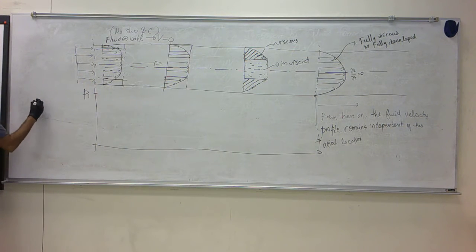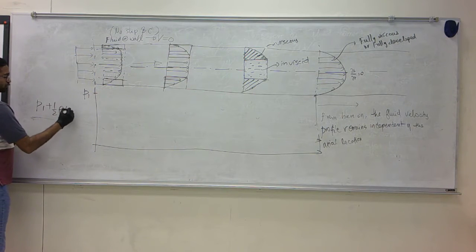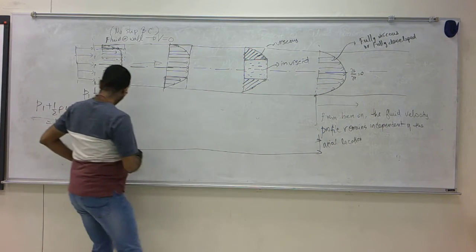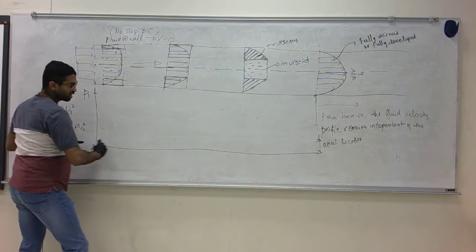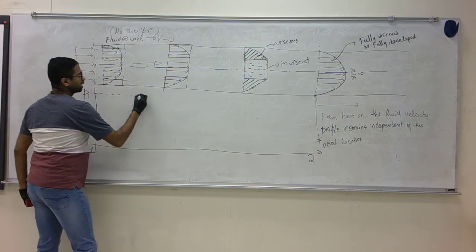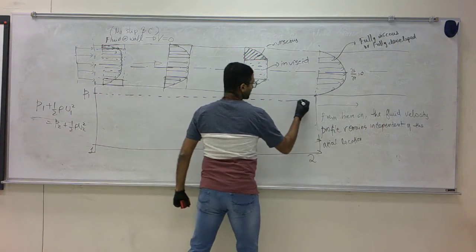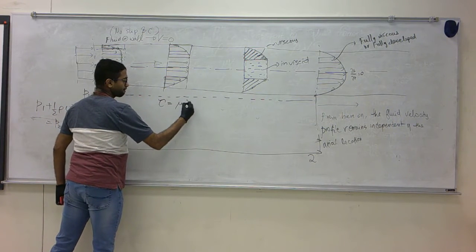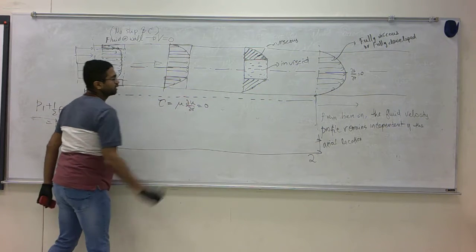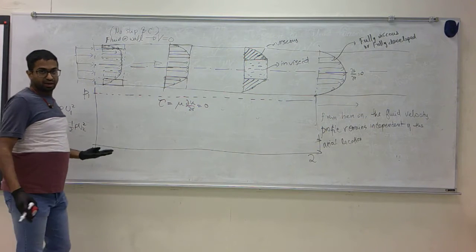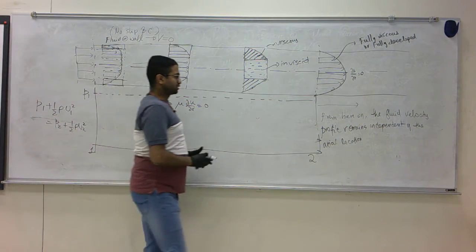So by the Bernoulli equation, P1 plus half rho U1 squared should be equal to P2 plus half rho U2 squared. If you take any other section, if 1 is here and 2 is anywhere along this axis, P will simply continue at the same level if there is no viscosity in this flow. That's the ideal case. We can't have that in reality.